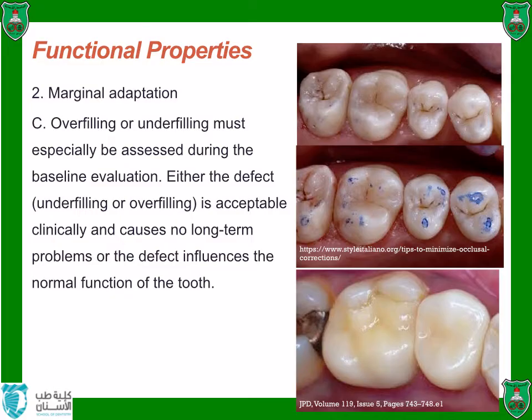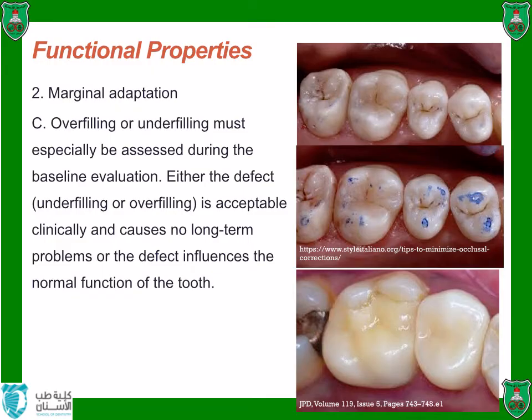Now, we usually carry our probe and pass the probe from the tooth structure to the composite. And I told you, if you pass the probe from the tooth structure and you have resistance moving to the amalgam, for example, or the composite, then your margin is overfilled. If you pass the probe from the tooth structure to the restoration and you feel that there is a drop, then you have an underfilled restoration. The probe should pass passively and smoothly over the two margins to say that this margin is ideal.